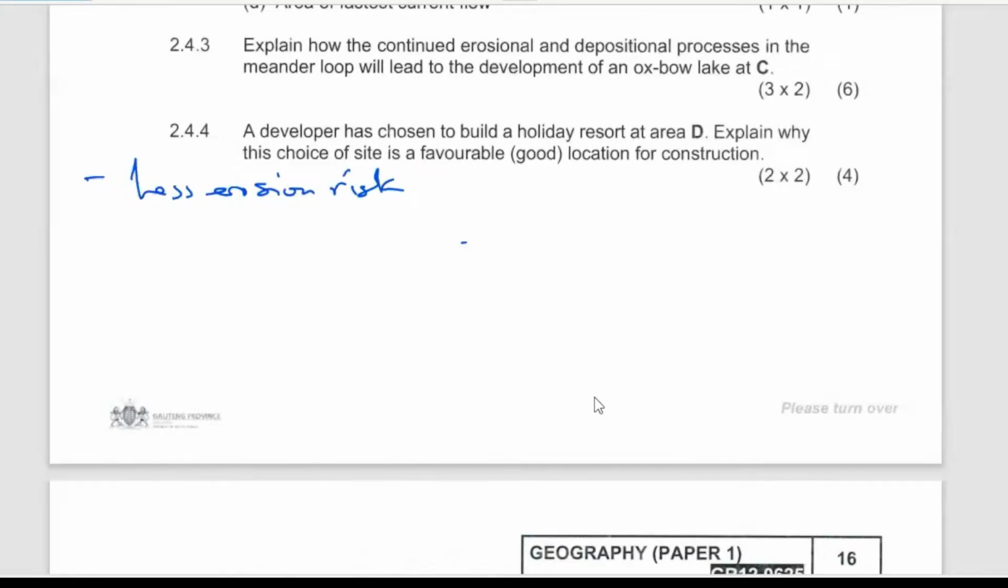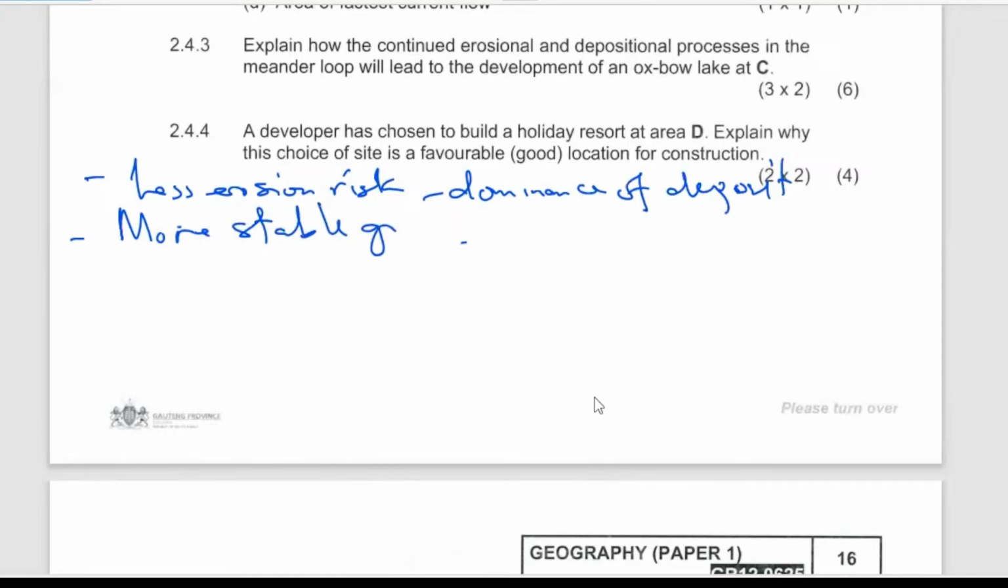We know well that on the inner bend, there's deposition taking place there. Because there is dominance of deposition, it's a stable place. Because there's less erosion risk, the area is less likely to be eroded. It's also a more stable ground. Because of continued deposition, the area becomes more stable. It's a stabilized area because of the deposition that happens.